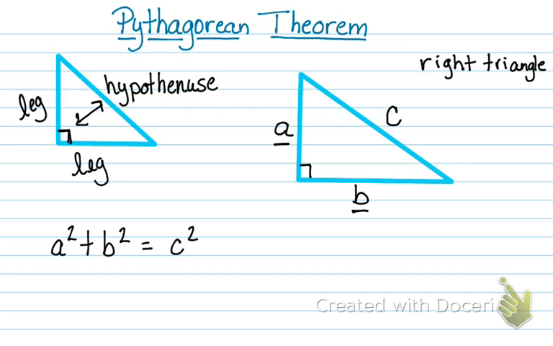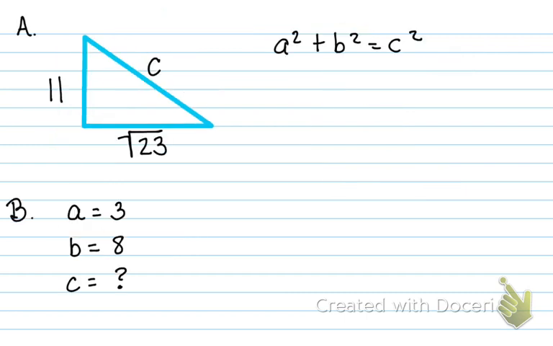So you have two legs of a triangle. That's what we're going to call A and B, and they can be reversed. It doesn't matter which one you call A and which one you call B. But C is always the hypotenuse. The hypotenuse is the longest side of the right triangle, and it's always opposite of the right angle. All right, so our formula is A squared plus B squared equals C squared. That's how we see if it is actually a right triangle. So let's jump into the first example.